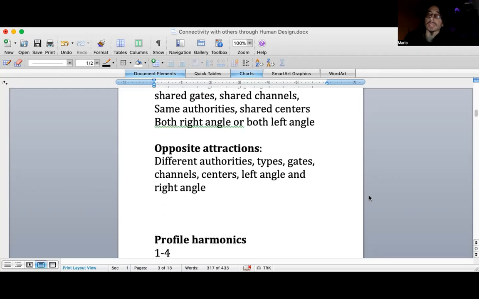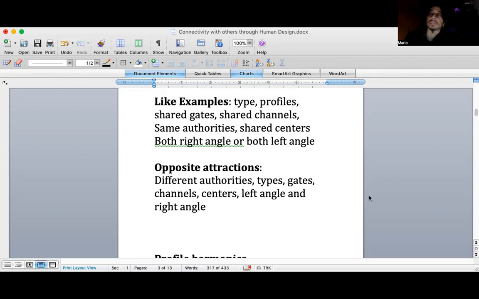Opposite attraction, as I said, is very genetic. So it's based on the need to reproduce. This is the genes taking over. This is the chemical factory being induced. This is opposites attract frequencies. So they could have two different authorities.